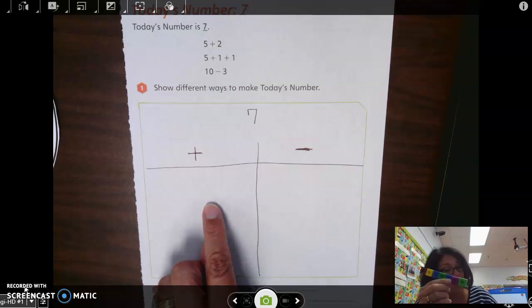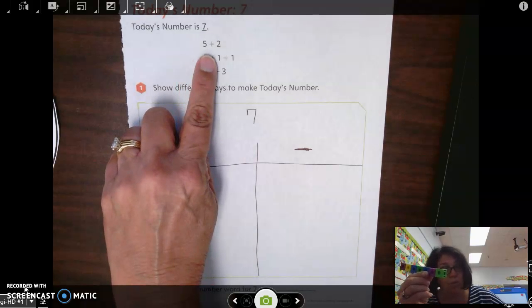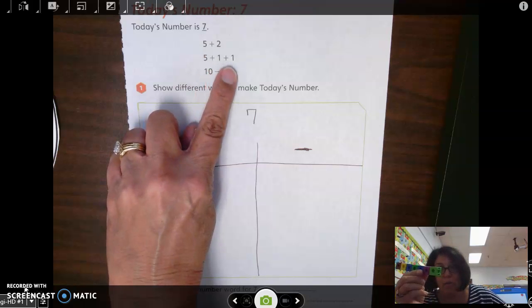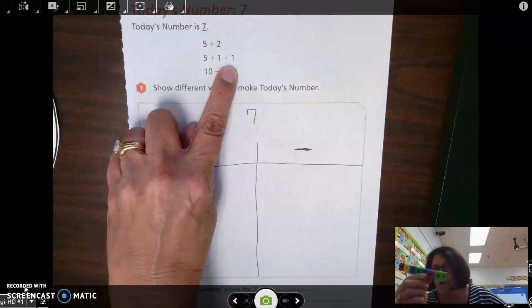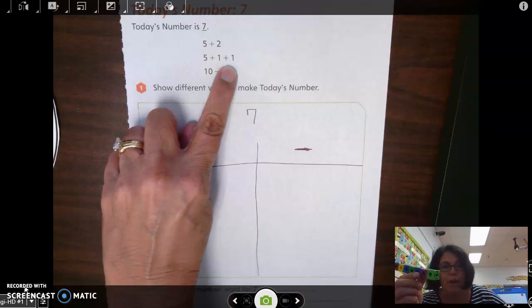Now they've given you some addition equation examples at the top. 5 plus 2, 5 plus 1 plus 1. Those are all addition equations that equal 7. I'd like you to come up with 3 of your own, thinking about what 3 numbers could add up to 7. So I want you to pause the video, take a few minutes to think about that, and then we'll come back together and I'll put some down here on my chart as well. Alrighty.